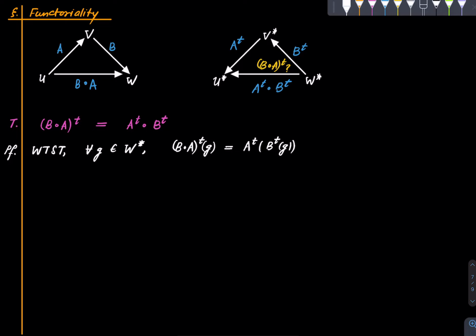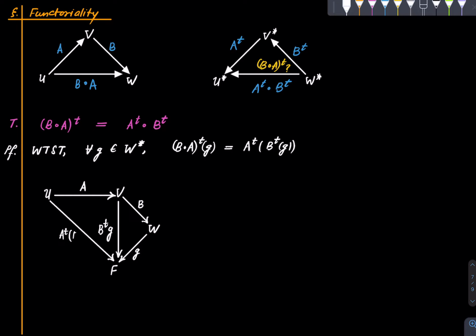So let's say we have V, we have W. So take G, and what is this guy then? I wished this was vertical. Anyway, so this guy is B transpose G. That was the definition of transpose. Now, if you compose that with A, what you would get is this composite would be A transpose of B transpose of G. Just look at this triangle.